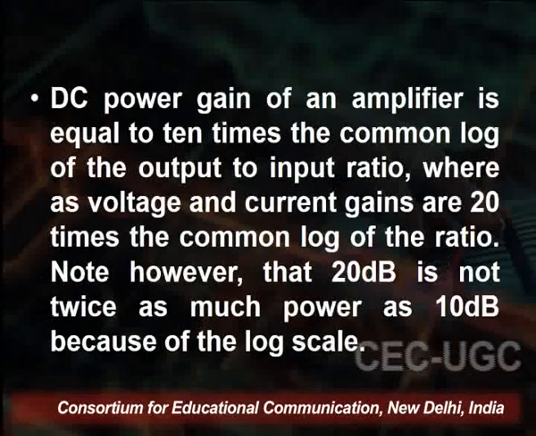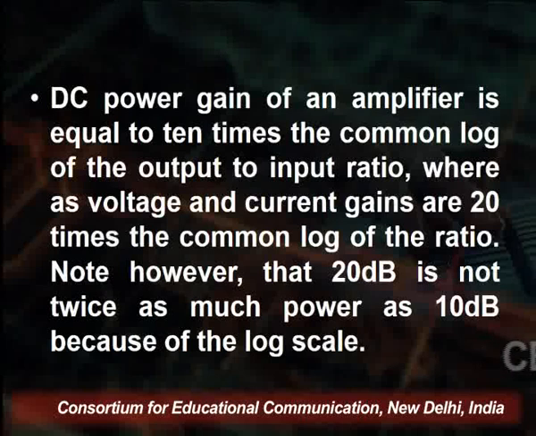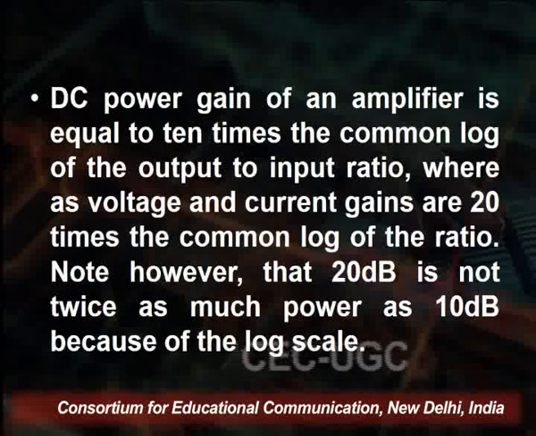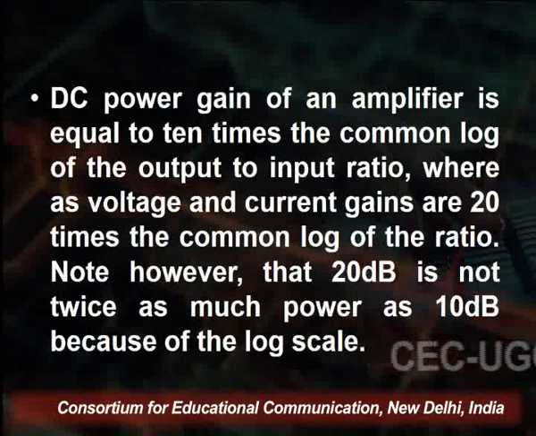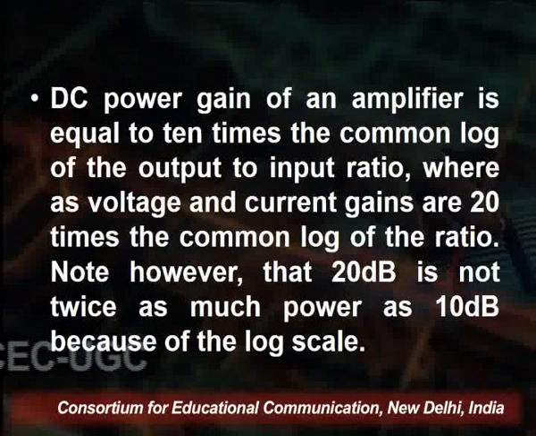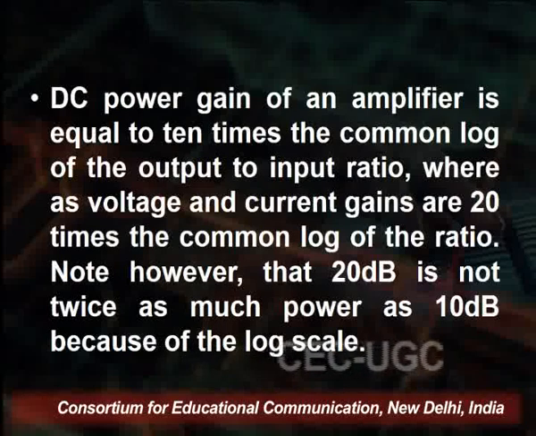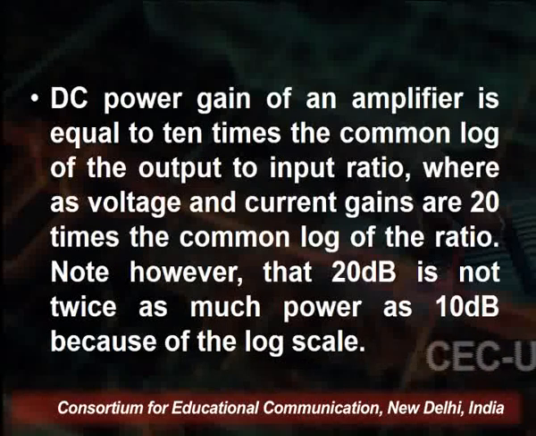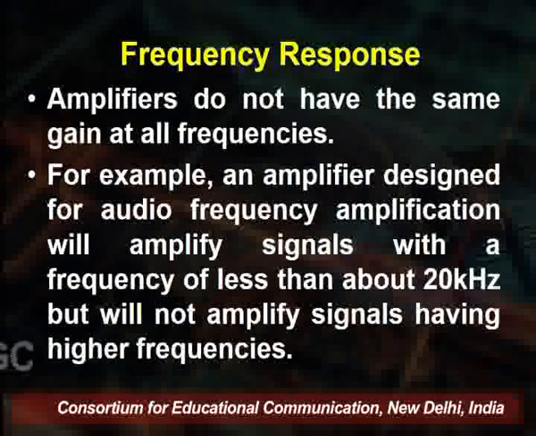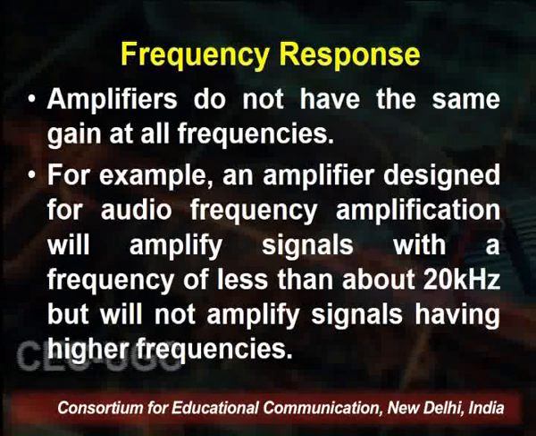So the power gain of the amplifier is equal to 10 times the common log of the output to input ratio, whereas the voltage and the current gain are 20 times the common log of the ratio. So that will be 20 dB, not twice as much power as 10 dB, because of the log scale. So next is the frequency response.